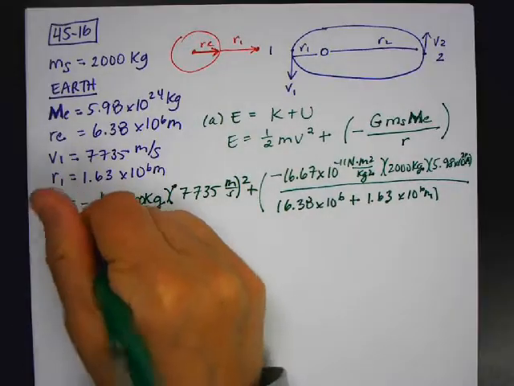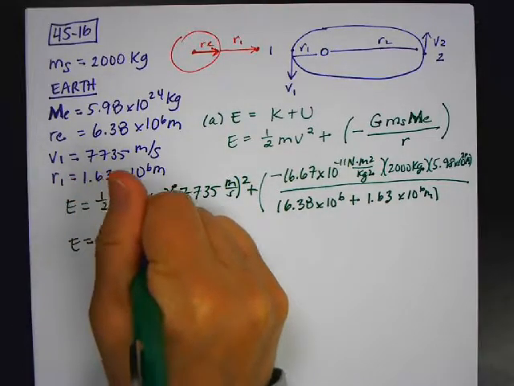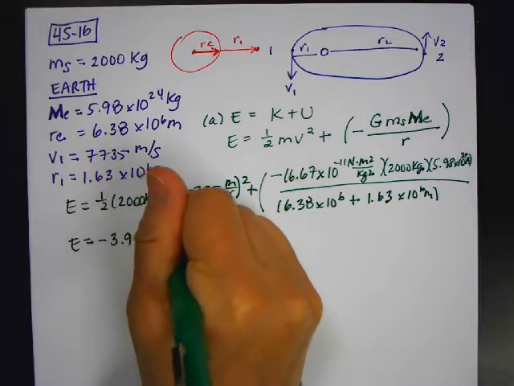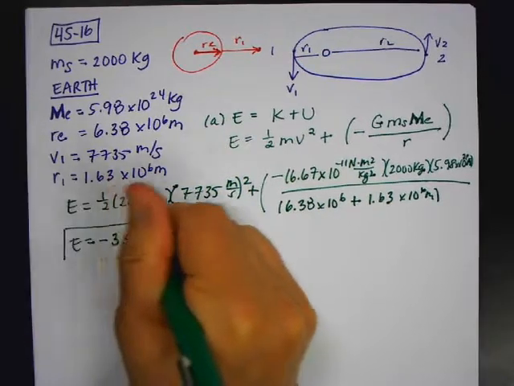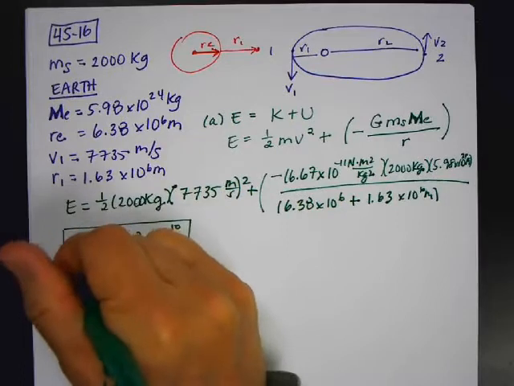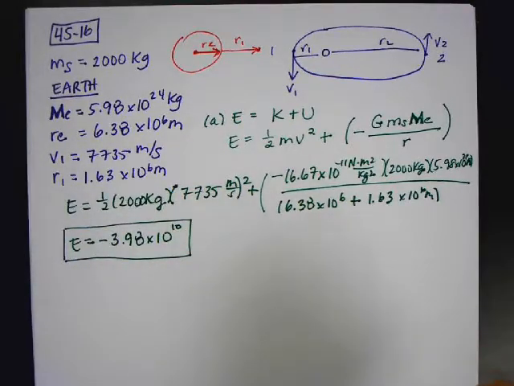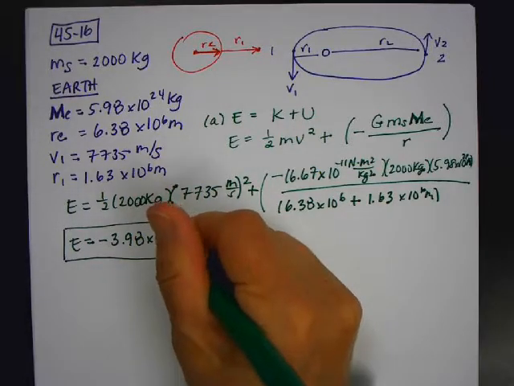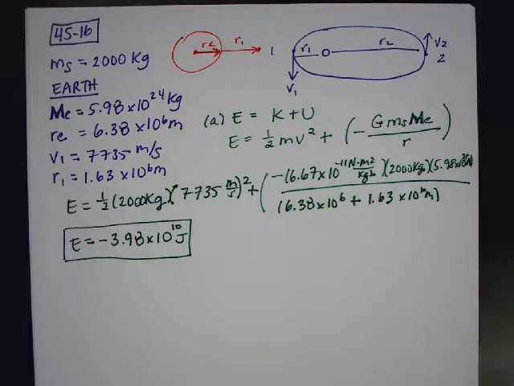So this comes out to be negative 3.98 times 10 to the 10. Now remember, there's a lot of exponents here, so you really need to practice on your own to make sure that you don't make a mistake. Okay? All right, let's look now at part B.